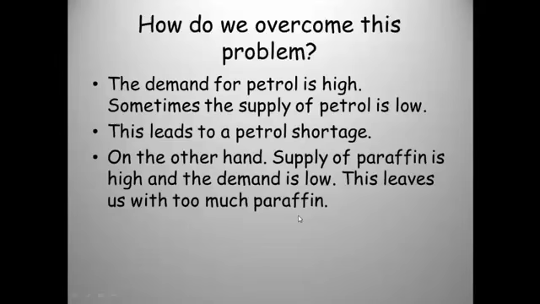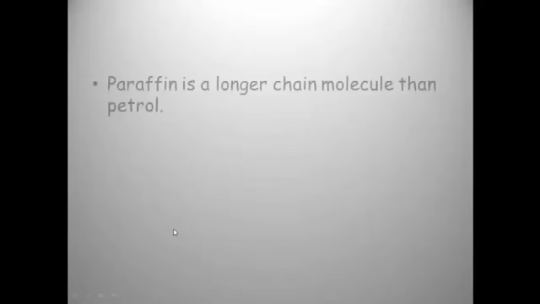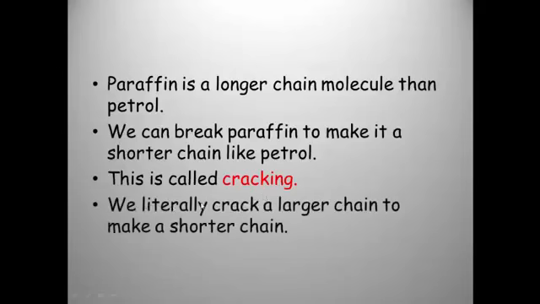So we're in a case where the demand for petrol is very high but the supply is low, and the supply of paraffin is very high but the demand is very low. Is there any way of turning some of this paraffin into petrol? Well, there is, and it's called cracking. Paraffin is a longer chain molecule than petrol. If you can break paraffin to make a shorter chain like petrol, that would be ideal, and we call this cracking. We literally crack a larger unit to make a shorter chain.